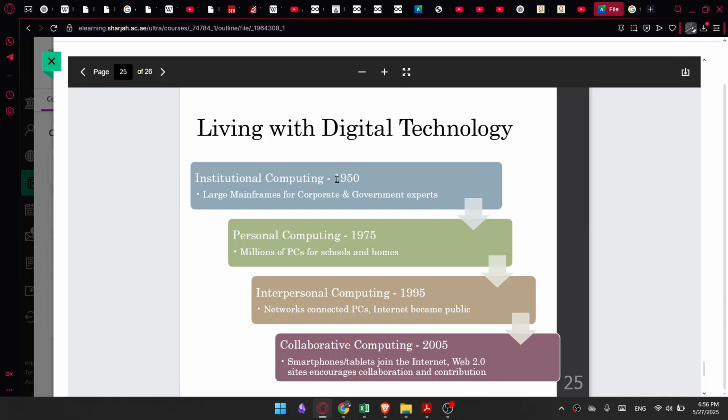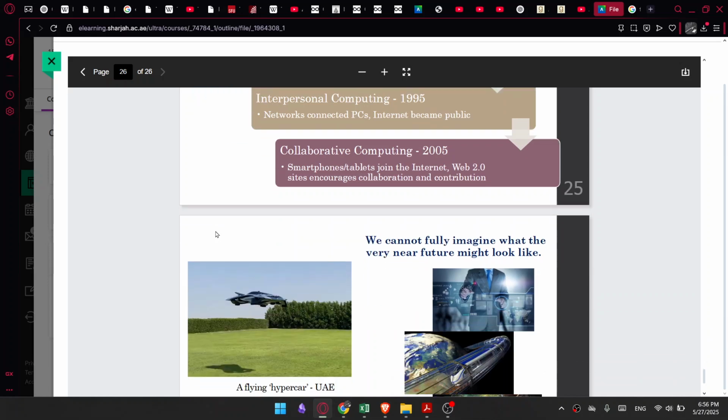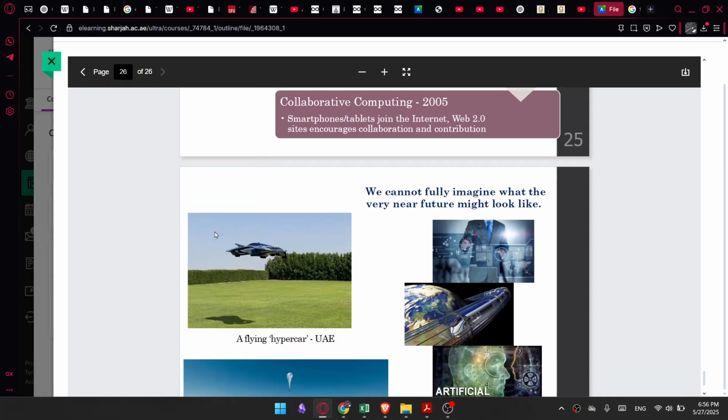Living with digital technology: institutional computing in 1950, large mainframes for corporate and government experts; personal computing in 1975, millions of PCs for schools and homes; interpersonal computing in 1995, networked PCs, the internet becomes public; collaborative computing in 2005, smartphones and tablets join the internet, and websites encourage collaboration and contribution.